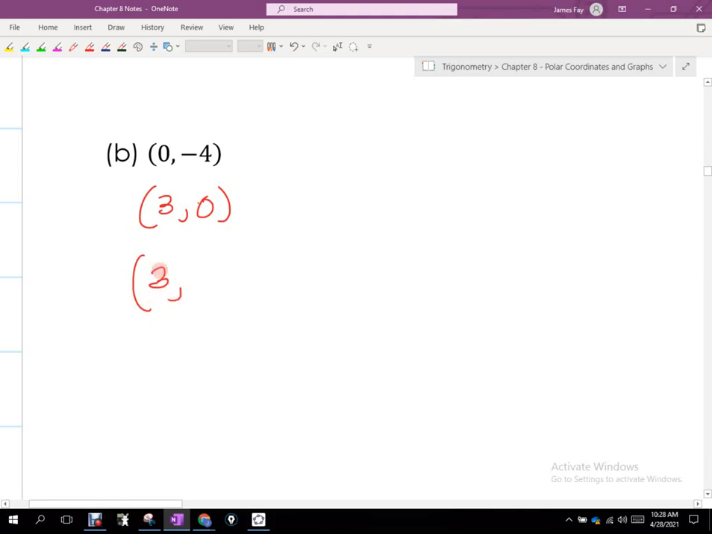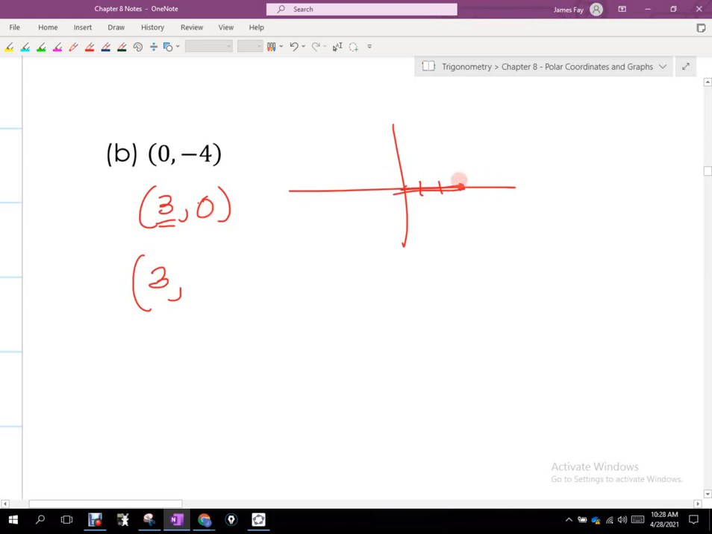Be 3, right? Think about this. 3, 0 is going to be right there, correct? Well, how do I go from 0, 0 to there? What's that radius I need to go out to? It'd be that one. Okay? It's going to be that number right there. 0 is going to be how many degrees in?